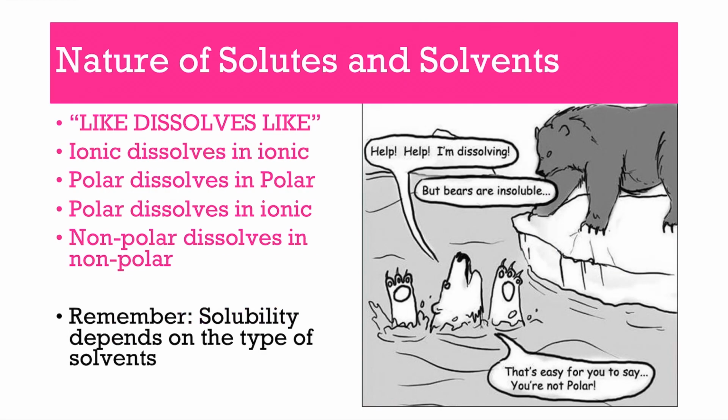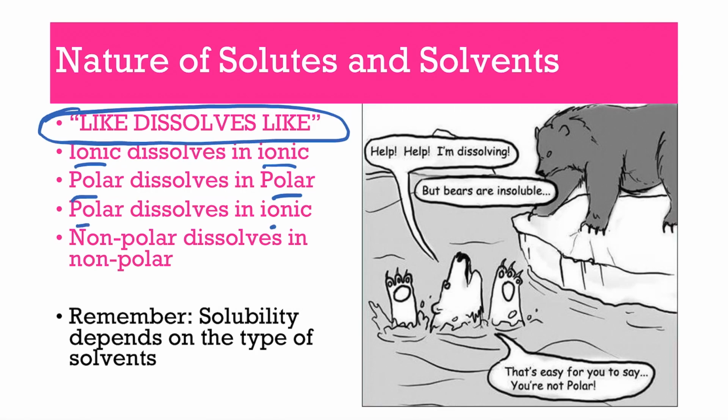Okay. Here we have the nature of solutes and solvents. And so one of the most important things to remember here is like dissolves like. So here we're talking about the polarity of the molecules. What like dissolves like means is that something that is polar dissolves something that is polar. Something that's ionic dissolves something that's ionic. Now, polar can dissolve ionic things because they have those charges. That's not the most important thing. Then you have nonpolar dissolving nonpolar. So things that are the same polarity will dissolve other things of the same polarity.